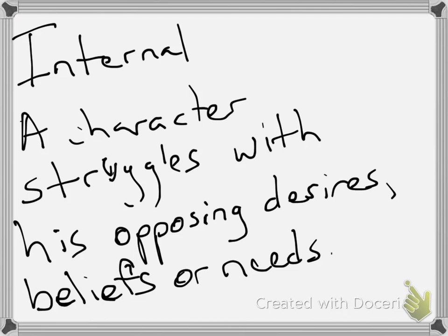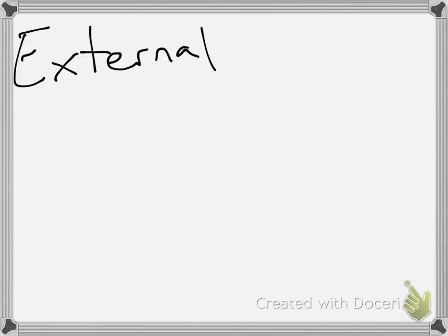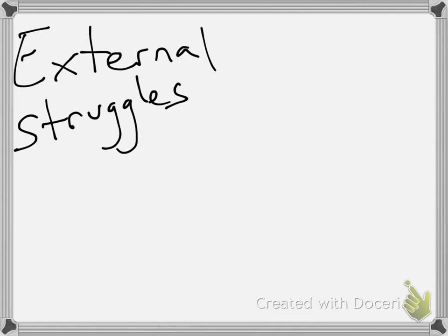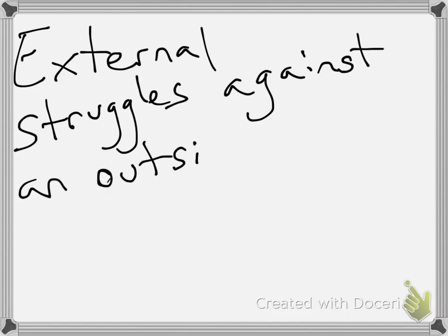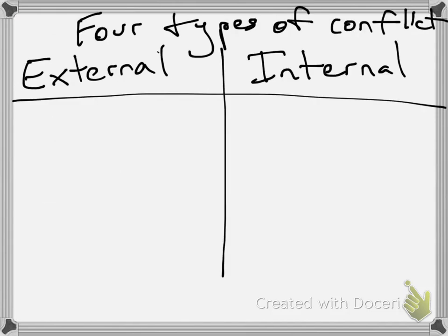And external is obviously the opposite of that. External is where a character struggles against an outside force. So that could typically be elements of nature or another human or group of humans. Now, within these two categories of conflict, there are four types.